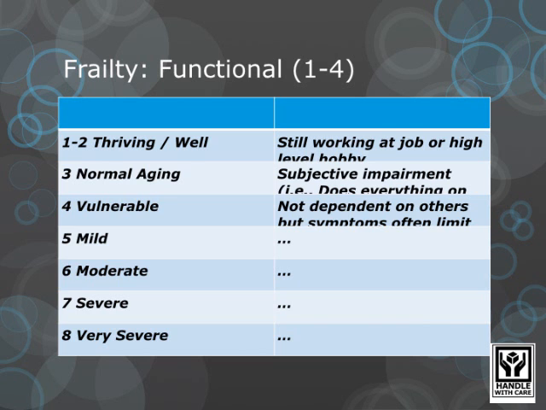Okay, so moving on to function. This is where our occupational therapists come in when we're looking at frailty. So, when they're thriving and well, they might still be working, or they're doing hobbies that they love and they're doing them really well. Normal aging, there might be some subjective impairment. They're doing everything on their own, but they might be finding it a little bit more challenging than previously. If they're vulnerable, they're not dependent, but their symptoms are limiting some of their activities.